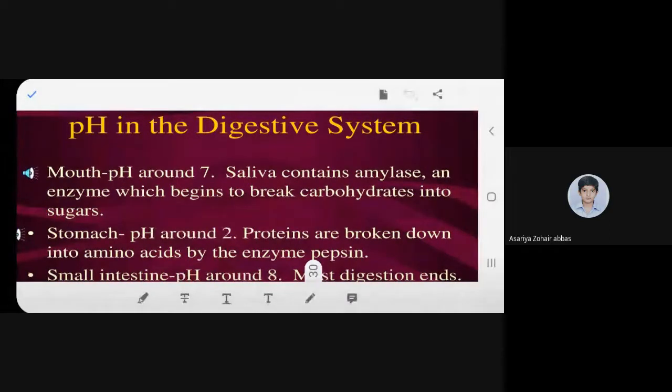pH in the digestive system. Mouth pH is around 7. Saliva contains amylase, an enzyme which begins to break carbohydrates into sugars.